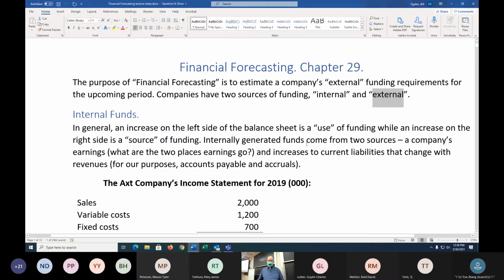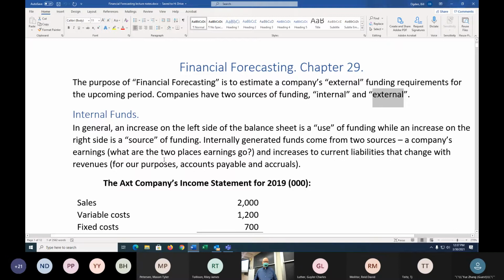So internally generated funds come from two sources. A company's earnings, and what are those two places where earnings go again? Retained earnings or what? A dividend, right? You know that, of course you do. And increases to current liabilities that change with revenues. And those are sometimes called spontaneous current liabilities.